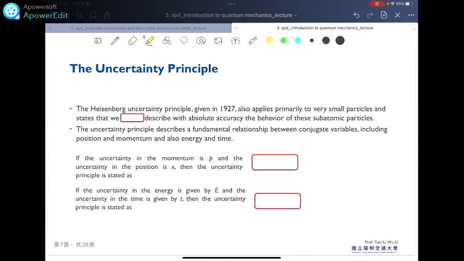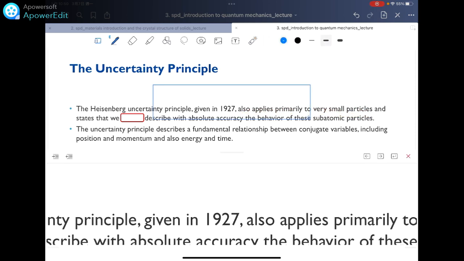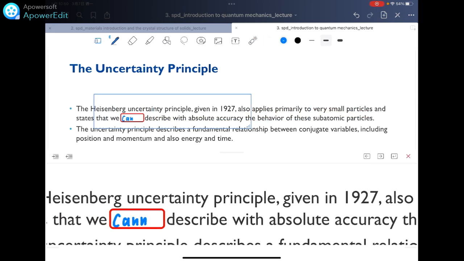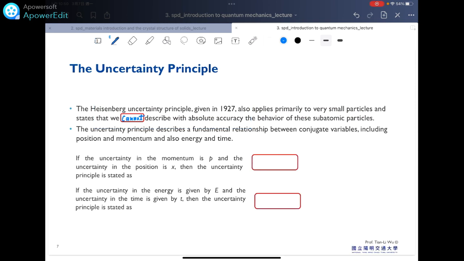Okay, so the last one about modern physics is the uncertainty principle. The Heisenberg uncertainty principle, provided in 1927, applies primarily to very small particles and states that we cannot describe with absolute accuracy the behavior of subatomic particles. So what he says is that when we consider very small particles, we are not able to exactly identify the accuracy here. That's why he calls it the uncertainty principle.